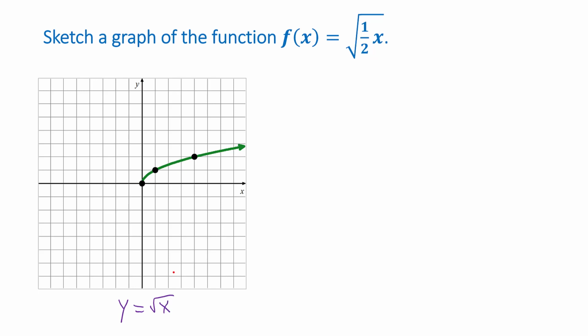And notice that 1/2 affects the input to our function, square root of x. And so this is going to affect the x coordinates of the original graph. What we're going to do here is multiply our x coordinates by, and here's the trick here.